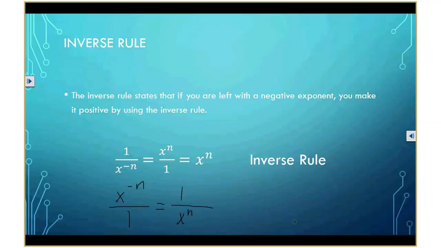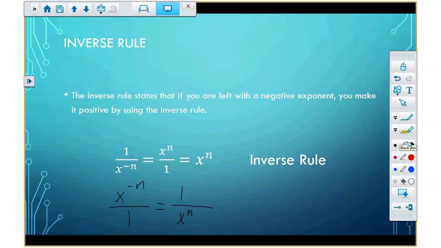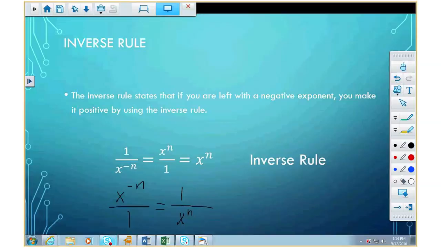So it depends on what you're given. I'll go slow. So this one is more of aesthetics. Now, can I go back to the quotient rule? Let me ask you a question. Now that you know the inverse rule, can I go back to the quotient rule problem?